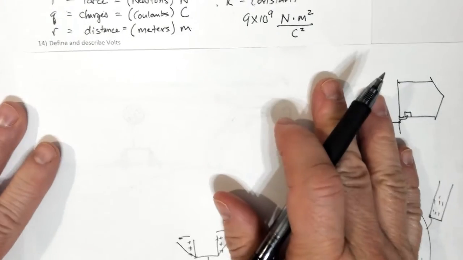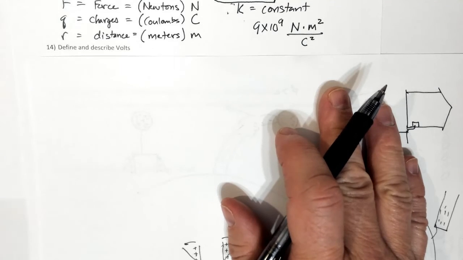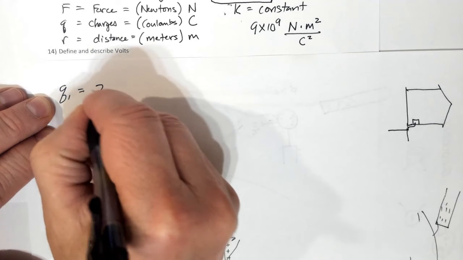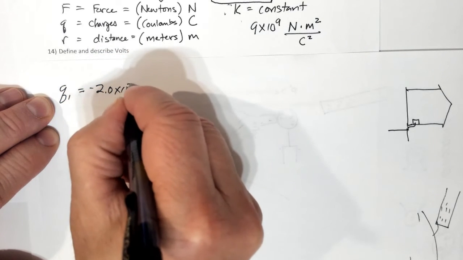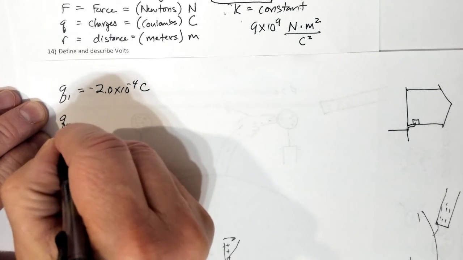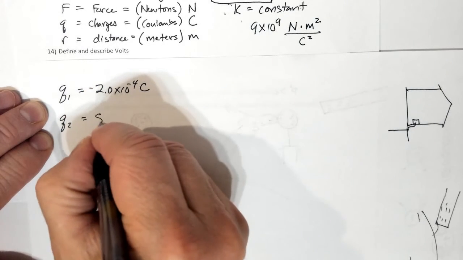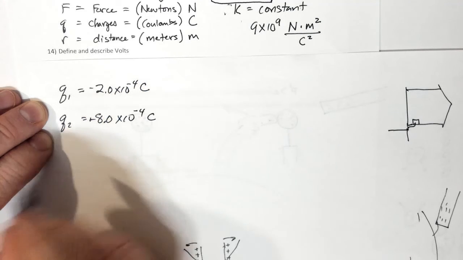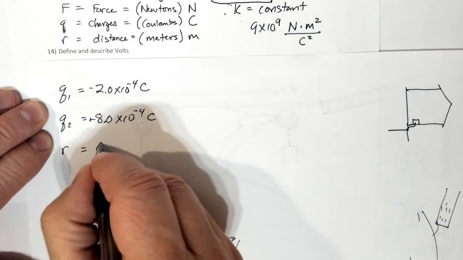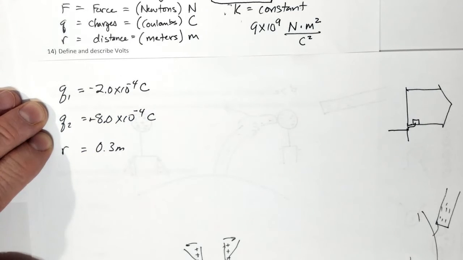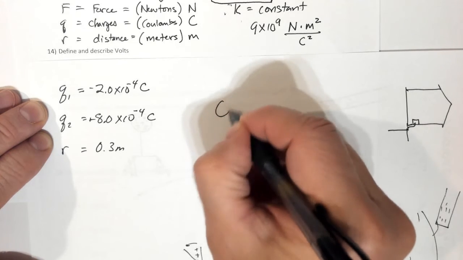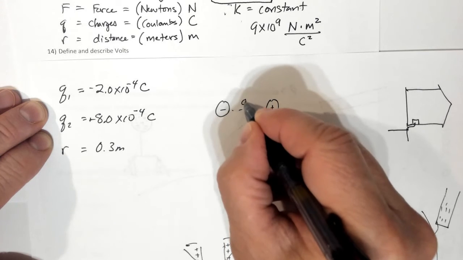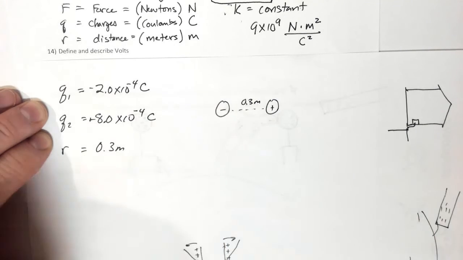Let's do one right here. Let's say we've got a problem where we have 2 charges. We have charge 1, Q1, equals negative 2.0 times 10 to the negative 4th coulombs. And we have another charge, Q2, and it is a positive charge, 8.0 times 10 to the negative 4th coulombs. And let's say those 2 charges are about 3 meters apart. Okay, so we have these 2 charges, one is negative, one is positive, and the distance in between them is 0.3 of a meter, so about 30 centimeters.